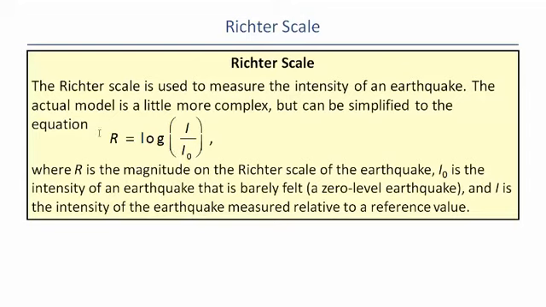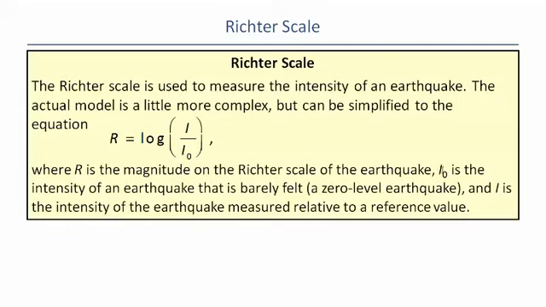So in this formula, R is the magnitude. That's how strong we're going to say an earthquake is. You've heard of, oh, that was a 4.3 or that was a 6.8 on the Richter scale. That's a magnitude of how much energy is displaced.